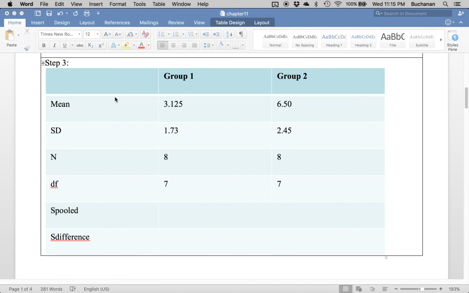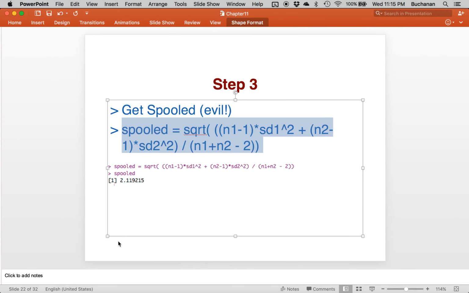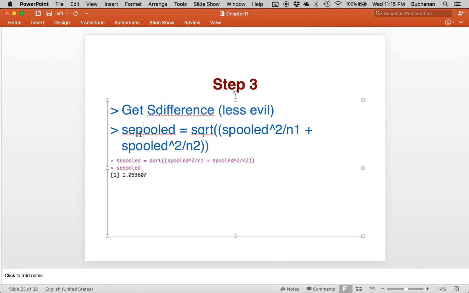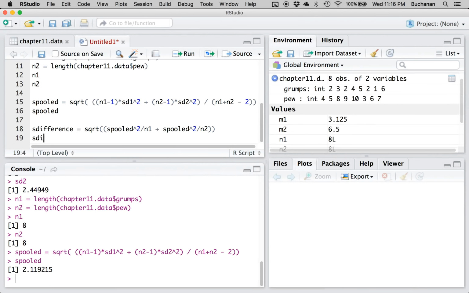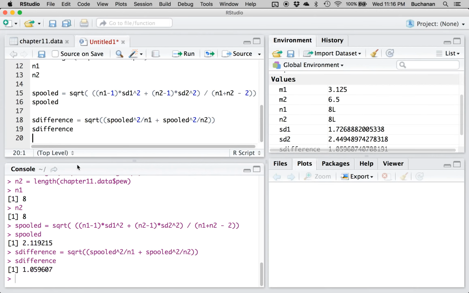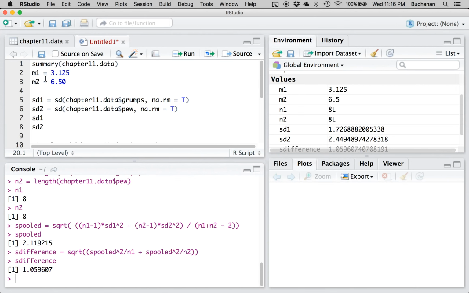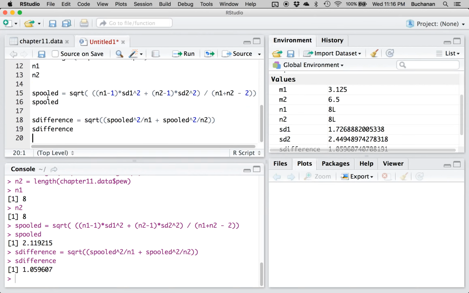That allows me then to also do standard error, and I changed this in class today. So it's probably a little better to call it S difference, because that's what it is. And so S difference is the square root of S pooled squared divided by n plus S pooled squared divided by n. So the nice thing about saving them here, taking that little bit of extra time, is that then I can use this formula and I don't have to type in the numbers every single time.